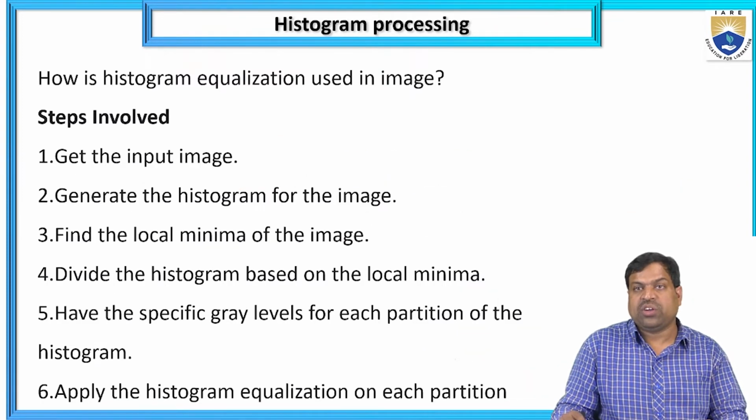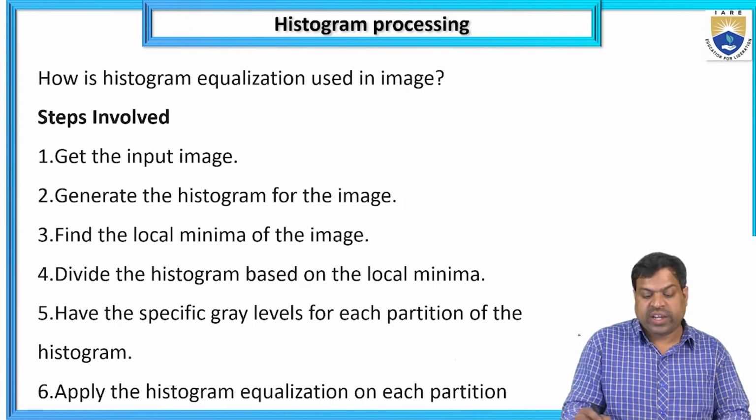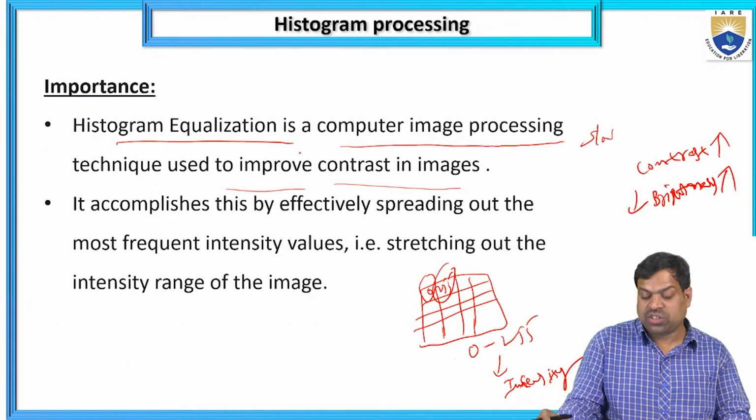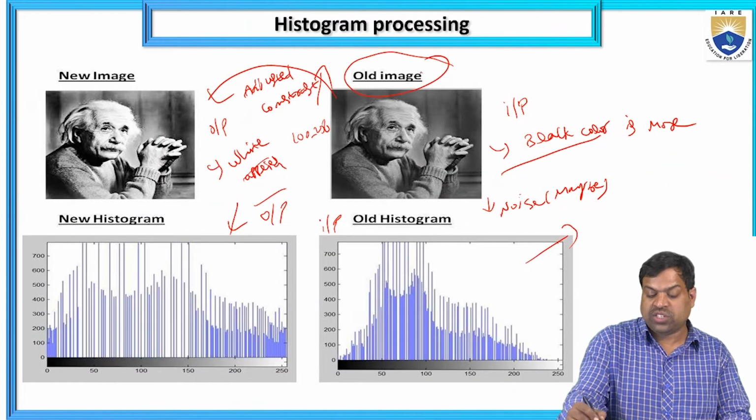So histogram equalization is used in an image. How can we apply the histogram equalization in an image? First step, get the input image. So what is the input? Here I am taking some old image. It is the input image.